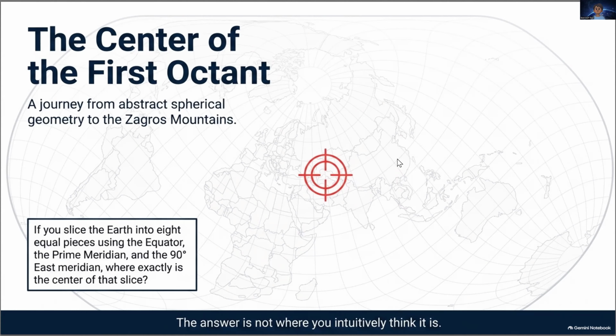A journey from abstract spherical geometry to the Zagros Mountains. It will slice the Earth into 8 equal pieces. The prime meridian and the 90 east meridian are exactly at the edges of the slice. So the answer is not where you intuitively think it is.